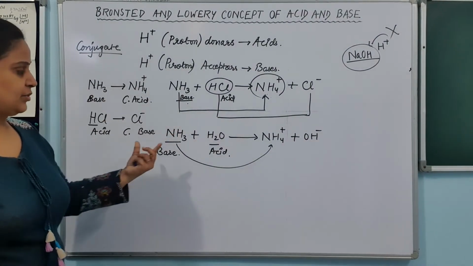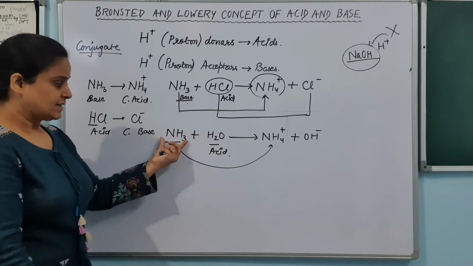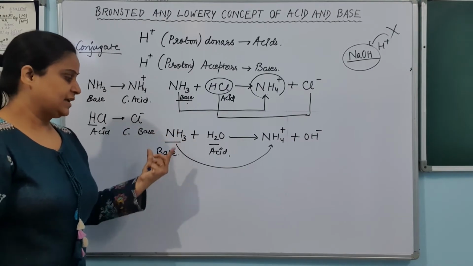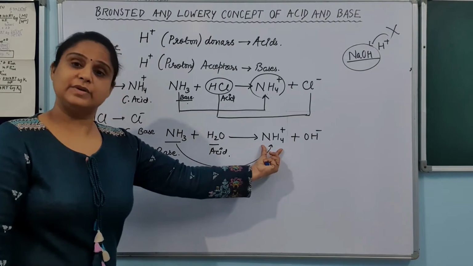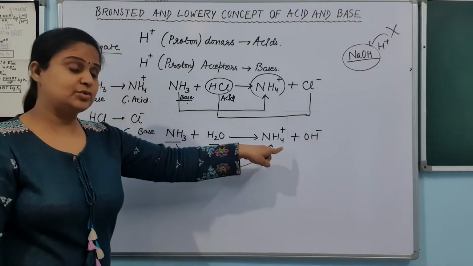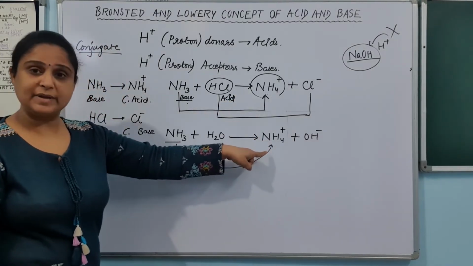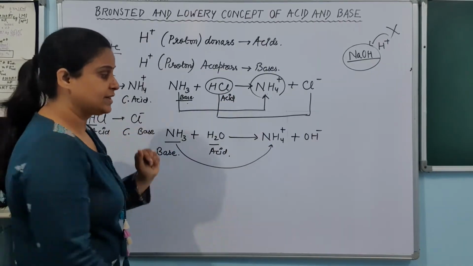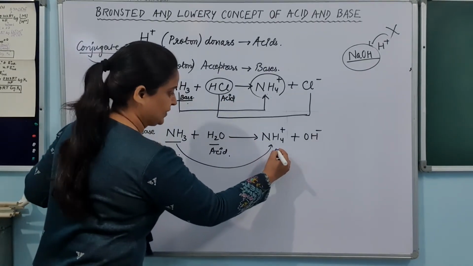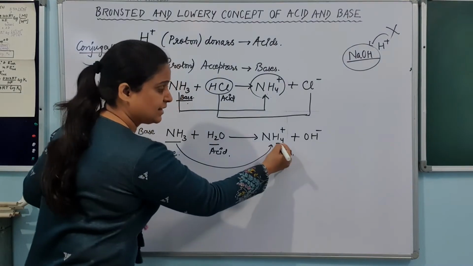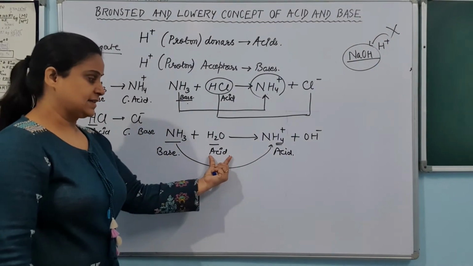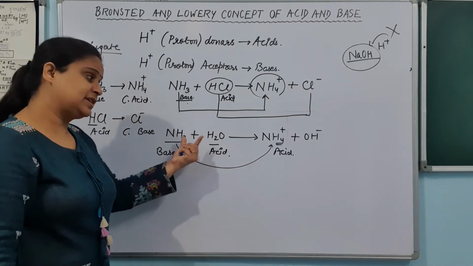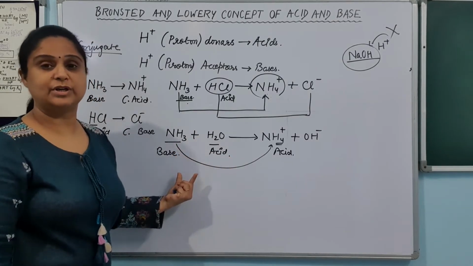Okay? Let's take one more example. Here in this case, ammonia is a base, obviously, because it is accepting the proton and converting into NH4 plus. Once it is converted into NH4 plus, it is now an acid, because now it can donate, it has one extra H plus. Same here: it is an acid just because it has given its one proton to the ammonia.